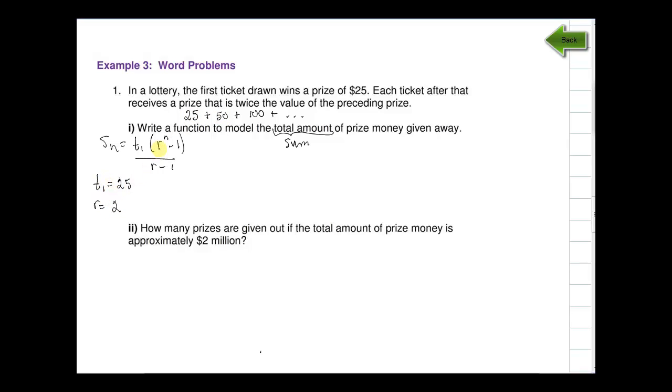Okay, so let's plug these numbers into our formula. So we go 25 times 2 to the n minus 1 over 2 minus 1, and simplify. And we get 25 times 2 to the n minus 1. Okay, and there's nothing in the denominator except 1, because 2 minus 1 is 1, and we don't need to write that in the denominator.